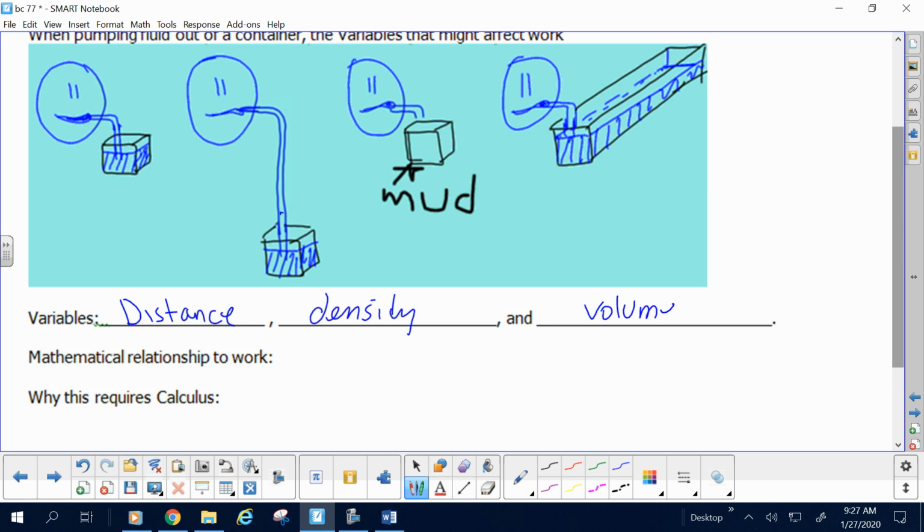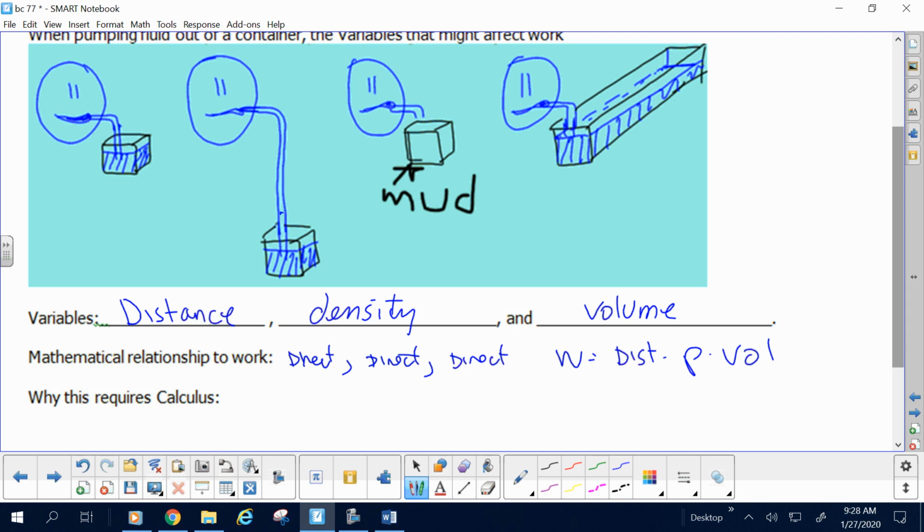All right. Now, in terms of math relationships to work, is it the more distance, the more work, or the more distance, the less work? More distance, more work. That's directly proportional, yes. What about density? Direct or inverse proportion? Direct. The more dense, the more work. And what about volume? The more volume, the more work. Yeah, so it's three direct. So that means that work depends on distance, density, and volume. Okay, got that big idea.